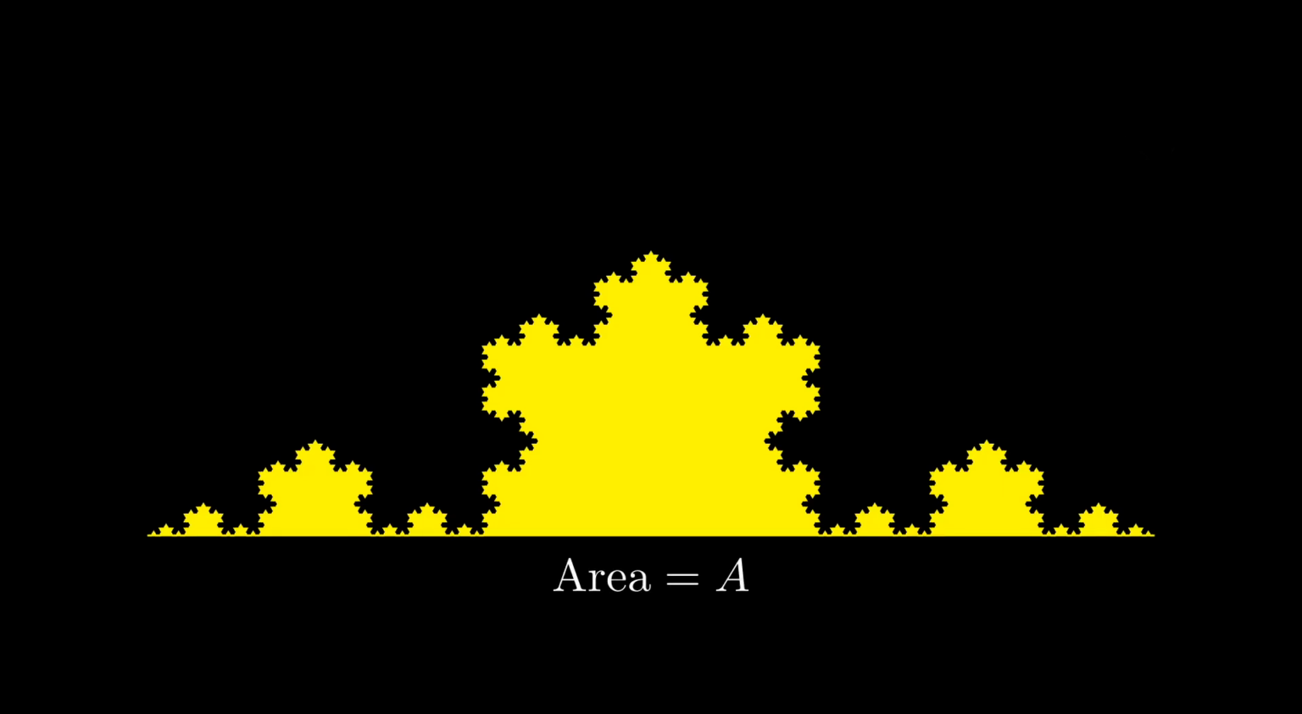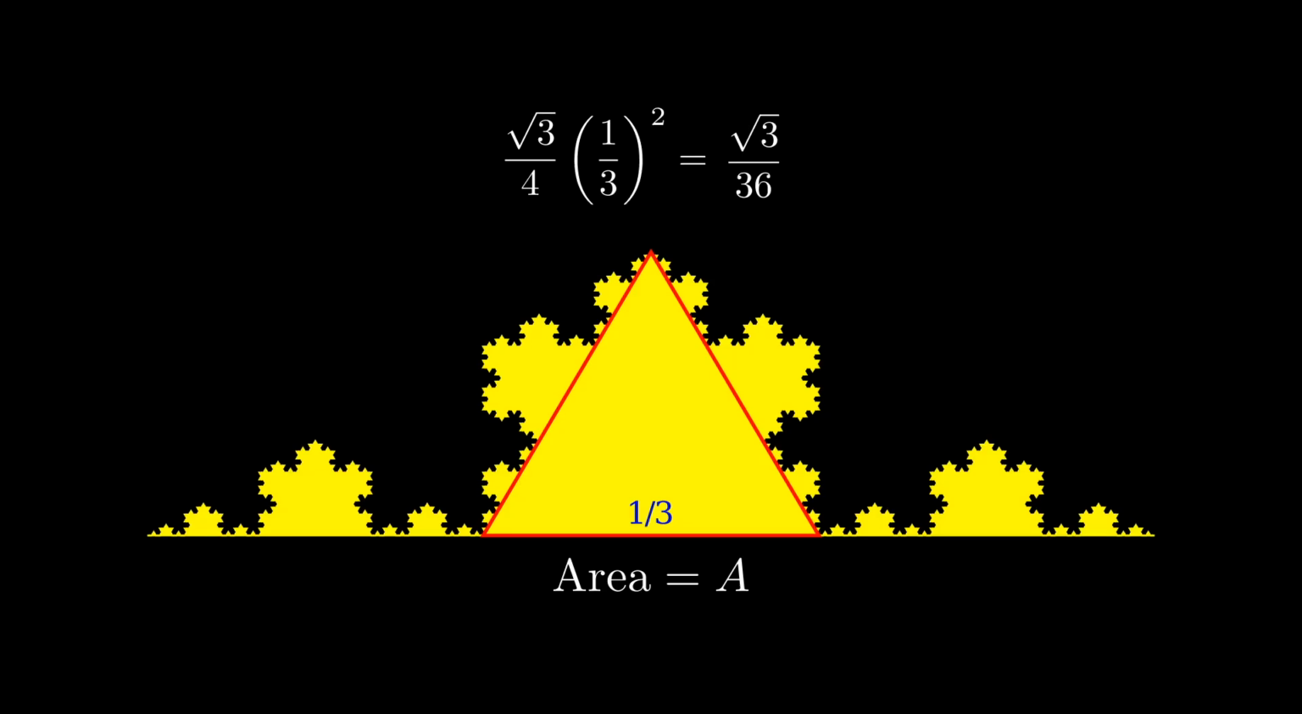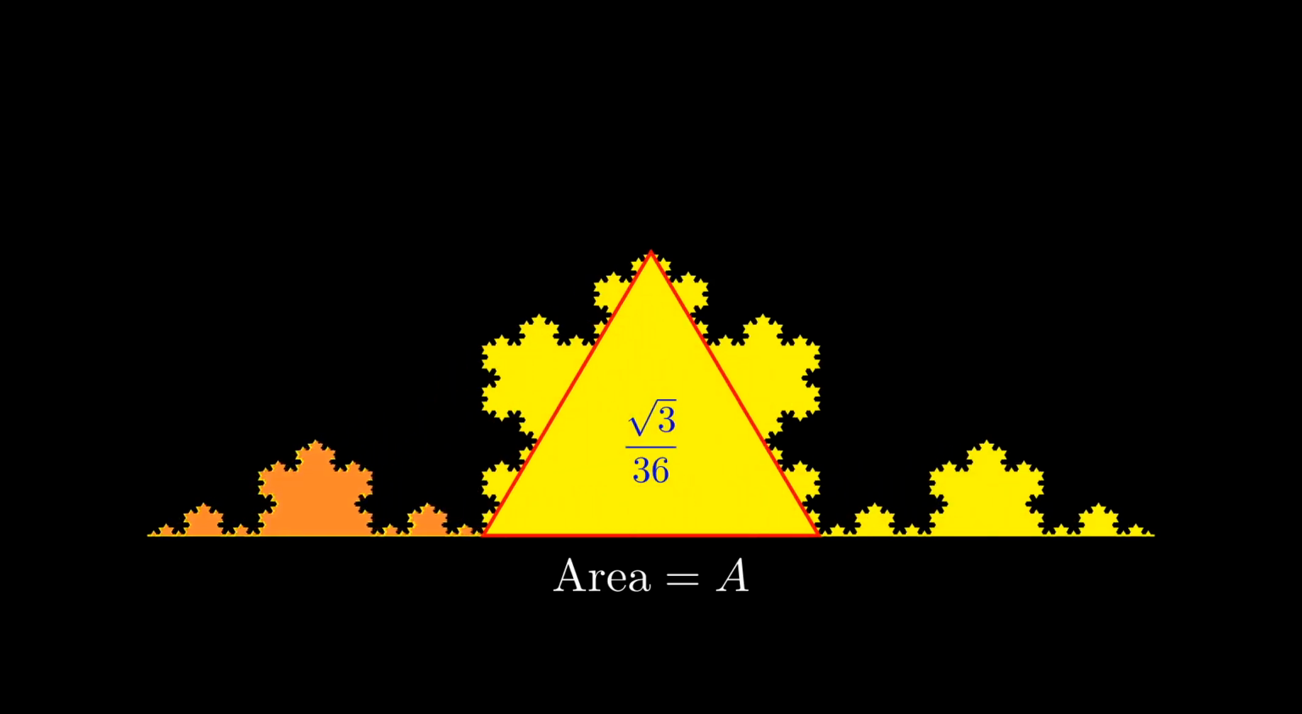Denote the area of the region by the letter A. The region contains an equilateral triangle of side length 1/3, and its area is the square root of 3 divided by 36. The region outside the triangle consists of 4 self-similar copies of the Koch curve, each scaled by a factor of 1/3.